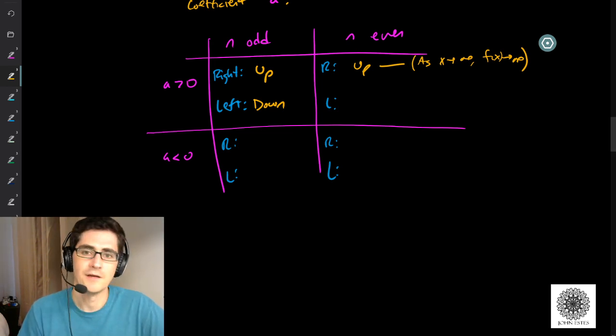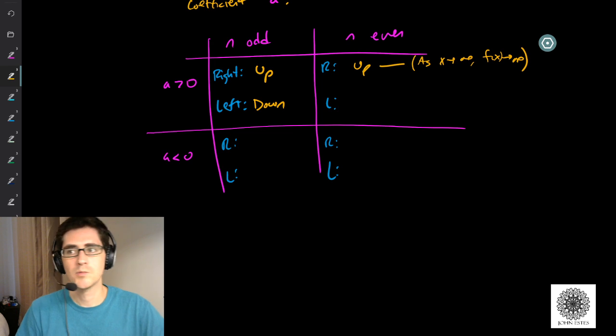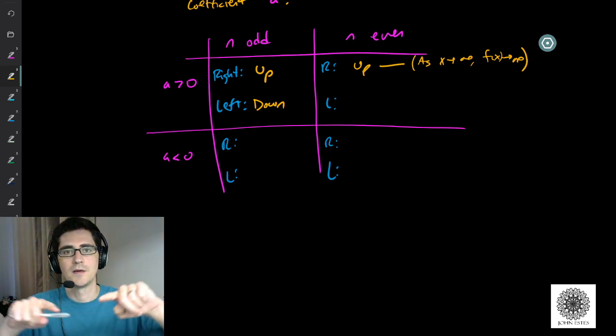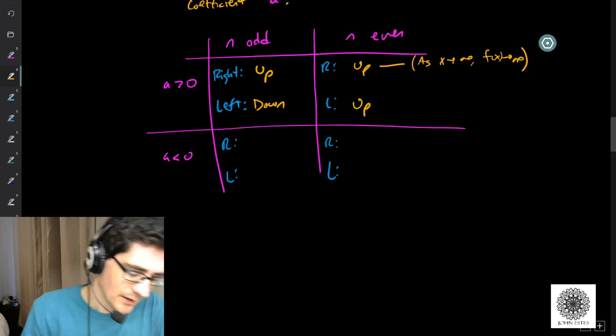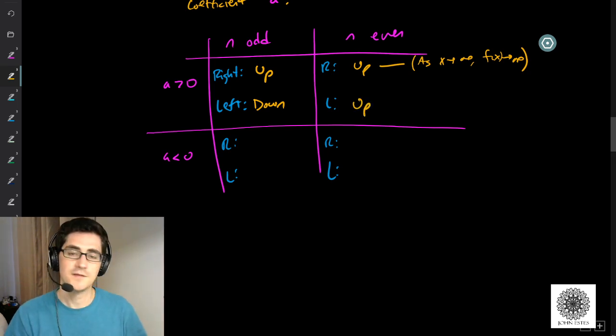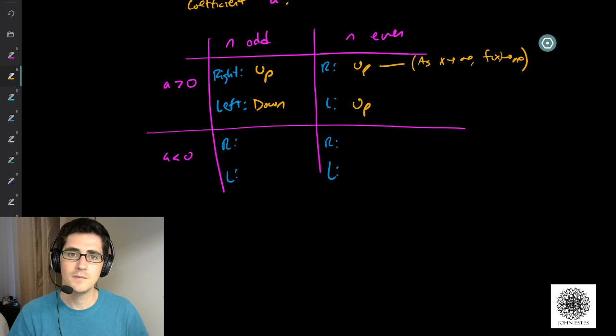For the even case, for n even, think about a parabola like x squared. What happens? It goes up on both sides, right? It's going to follow exactly what happens on the right. So if n is even, the left and right are going to be the same. If n is odd, they're going to be opposites.